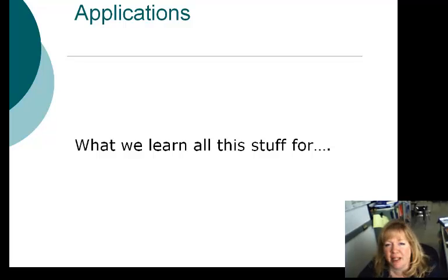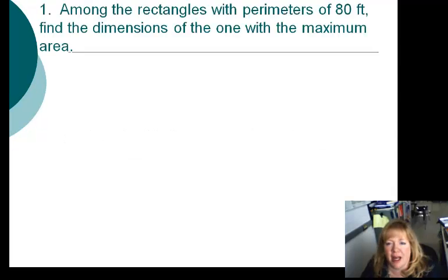We're going to be talking about the applications of quadratic modeling today, and two of the big applications are maximum problems and also height of an object. So the first one has to do with finding the maximum area. When we set this up, we read the problem, and it says we're looking for rectangles with perimeters of 80 feet and the dimensions of the one with the maximum area.